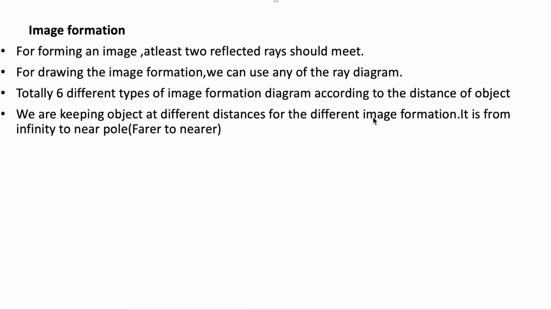First, we will keep the object at infinity, a very far point. In the second case, we will keep the object some more closer, that means beyond the center of curvature. In the third case, we will keep the object at the center of curvature, and so on. Finally, we will keep the object near the pole. So these are the 6 different cases. Now we will discuss them one by one.